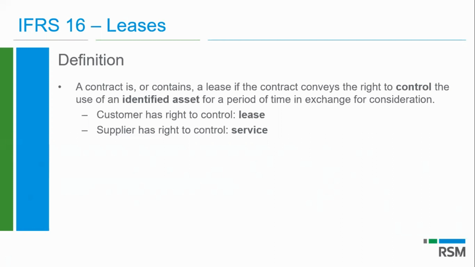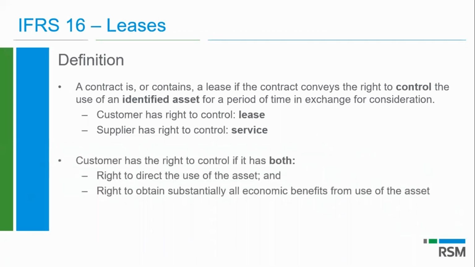If you as the customer have the right to control the asset, then it is a lease. If the supplier has the right to control the asset, then it will be seen as a service, and then it's not a lease, and it's out of the scope of IFRS 16. You as the customer have the right to control the asset if both of these are present. Firstly, you have the right to direct the use of the asset, and we'll go through each one of these now. And also, if you have the right to obtain substantially all the economic benefits from the use of that asset.